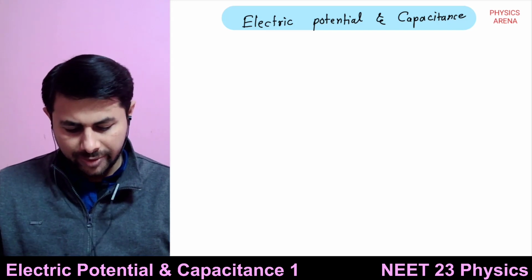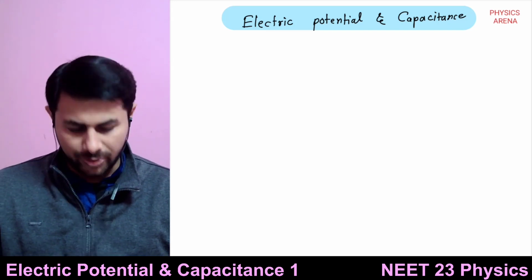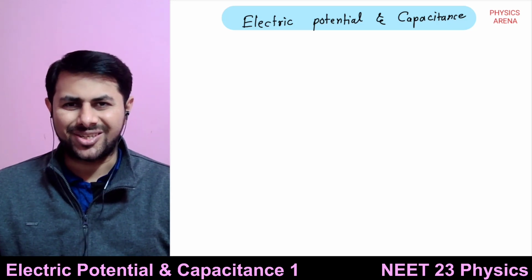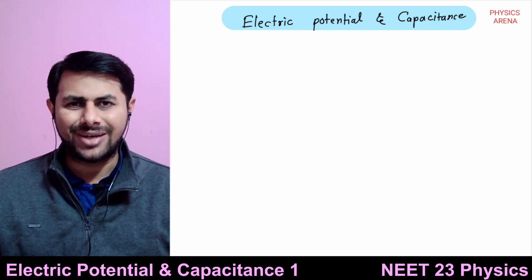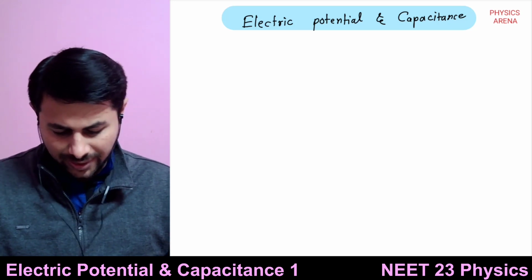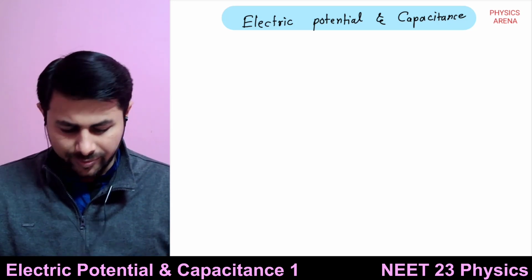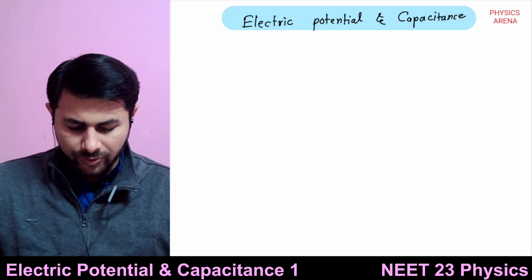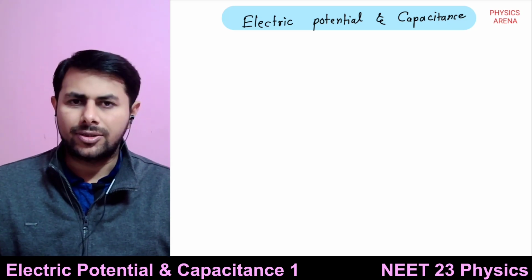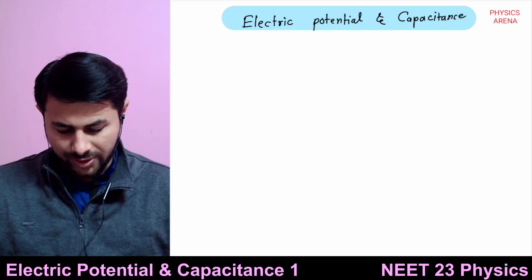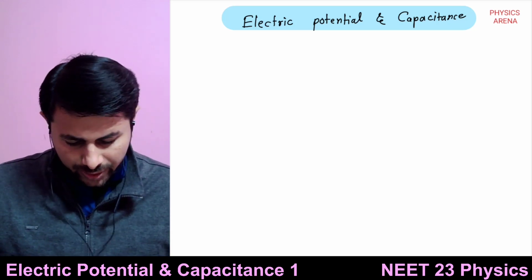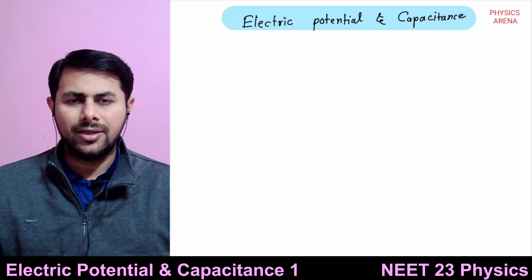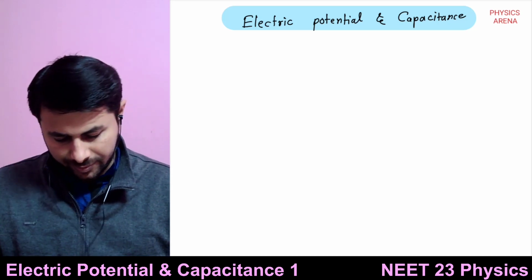Okay, so let's begin with the next chapter, electric potential and capacitance. We have studied potential earlier in the context of gravitational potential, right? Same thing we'll do for the electrostatic force also. So first of all, we'll find out the electric potential due to a point charge. And for that, we are going to find out the work done against the electrostatic force.